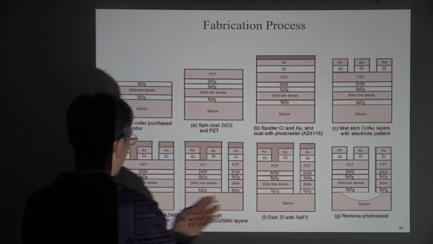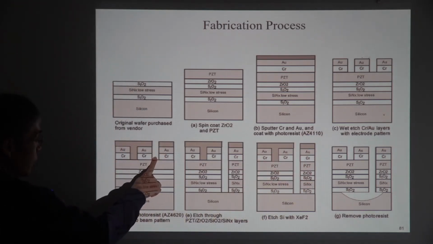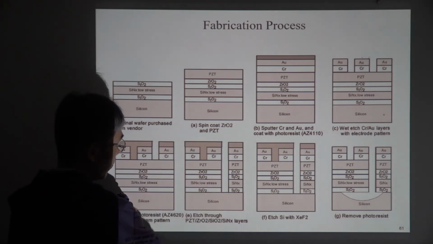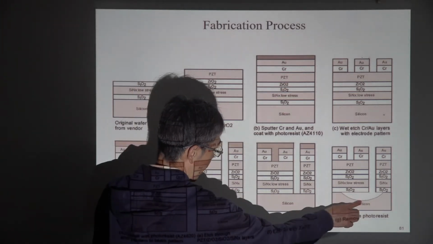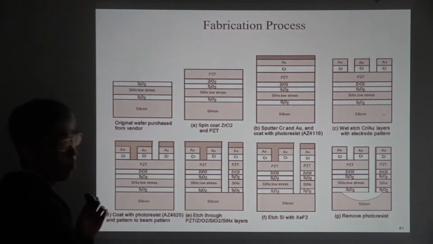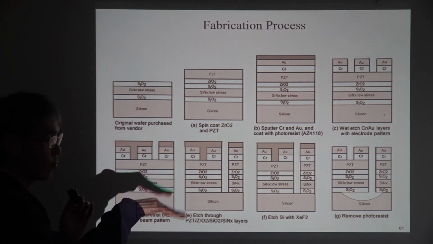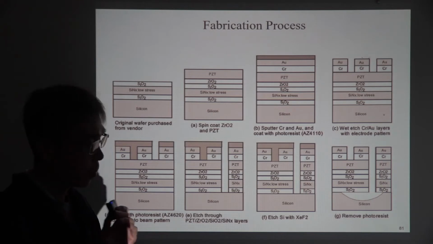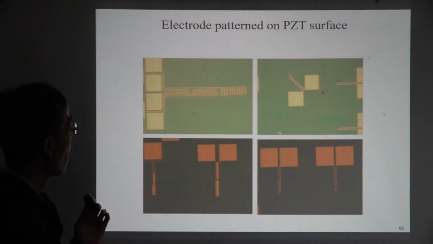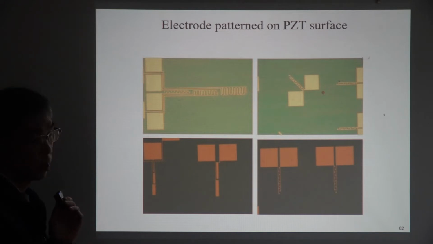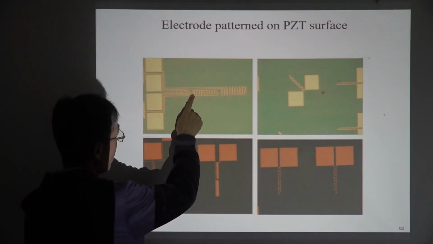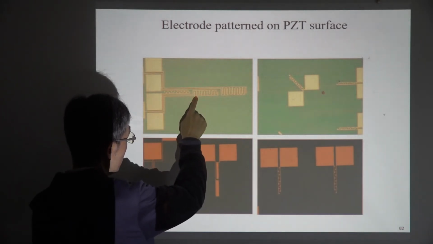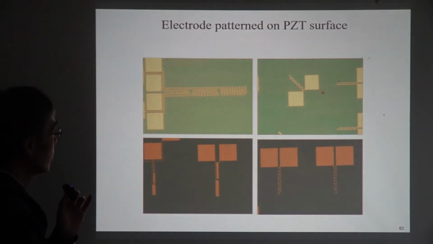Then after this step, we have the etching process. We have the isotropic etching to release the beam, for the beam to move freely. So this is an optical microscope photo of the fabricated device. We can see the electrode. The electrodes are arranged as the finger type electrode.